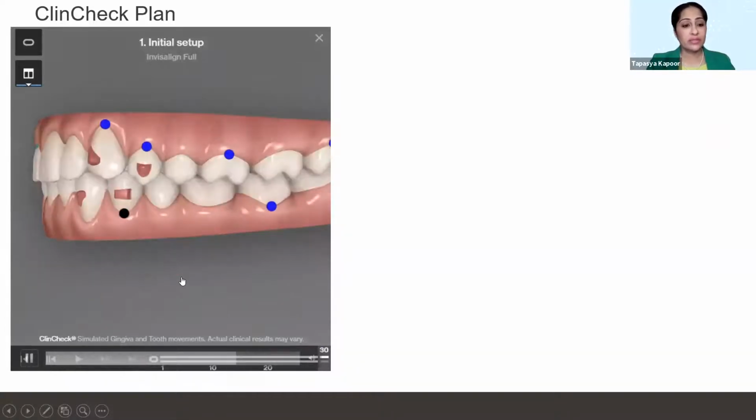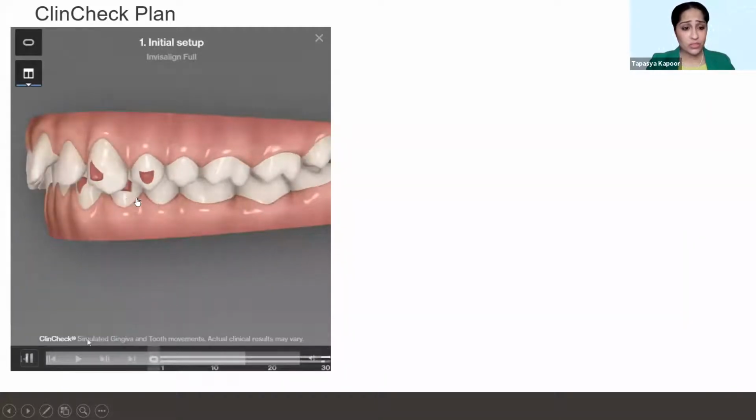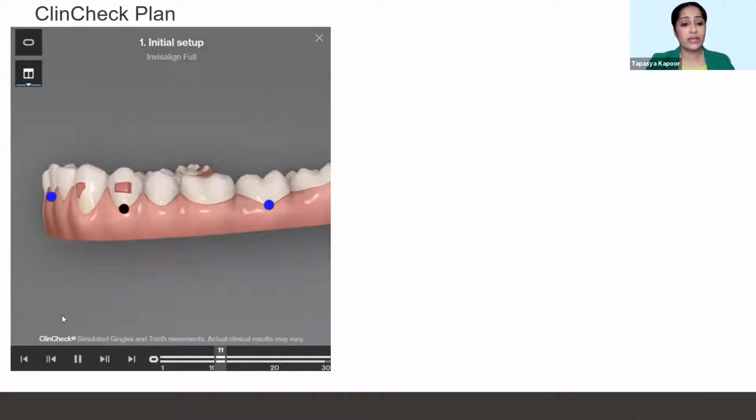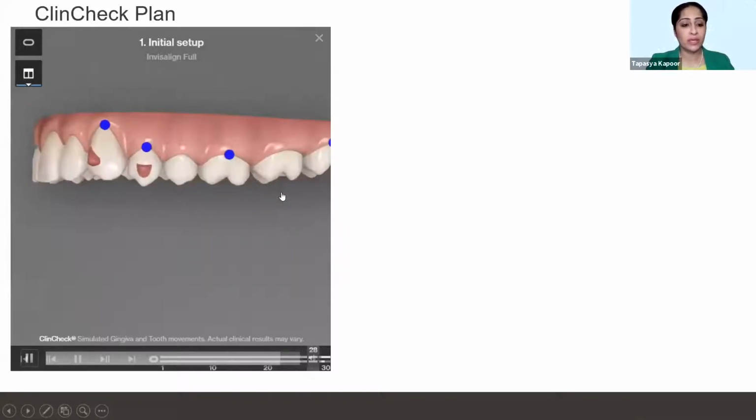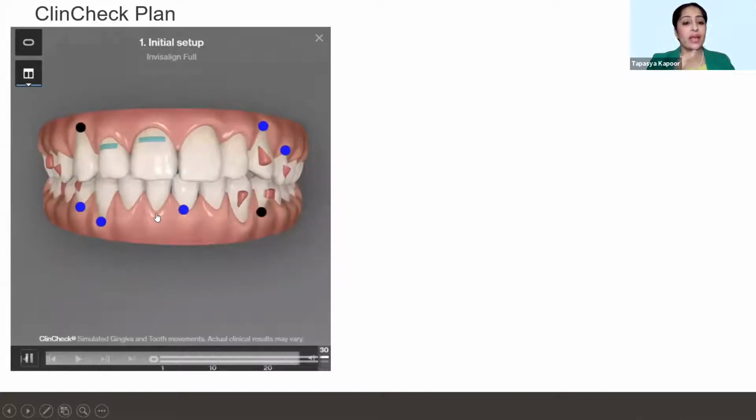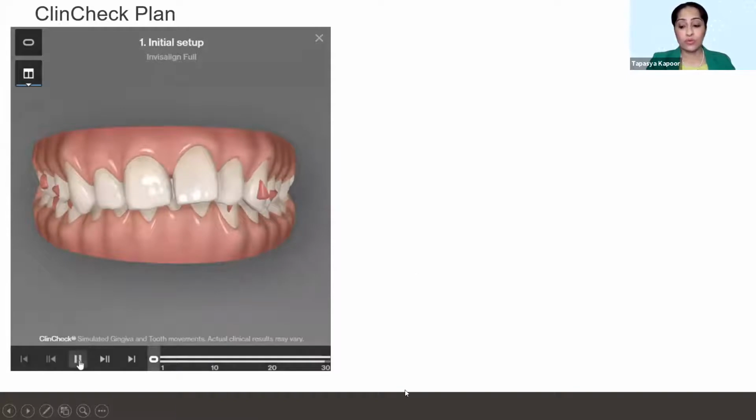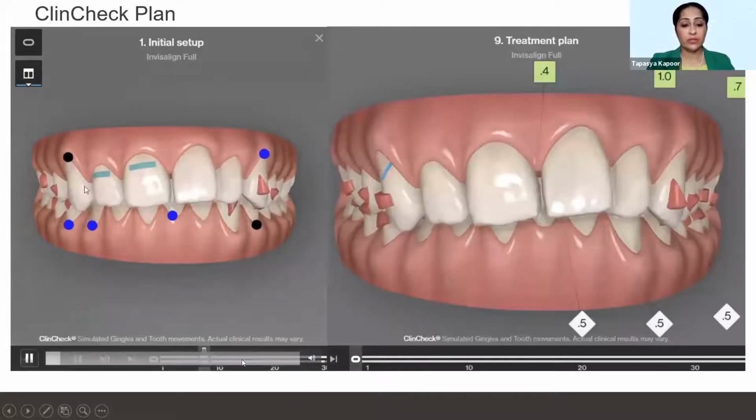The other thing that I looked at was there were hardly any posterior attachments in this patient. There were only 2 attachments per side, and we were planning a fair bit of leveling of the curve of Spee. In such a patient, ideally you should look at adding some horizontal beveled attachments to help with premolar anchorage, or if you're planning premolar extrusion. So what was the next ClinCheck that we looked at?